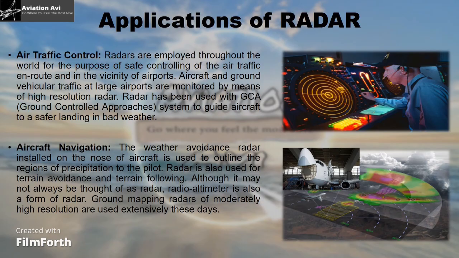The second use of radar is in aircraft navigation. The weather avoidance radar that is installed at the nose of the aircraft is used to outline the regions of precipitation to the pilot. Like you can see, when you lift the radome of the aircraft, you can see the weather radar present here, which sends and receives signals to alert the pilot of areas of heightened caution which may cause turbulence to the aircraft. So based on this information given by the weather radar inside the radome of the aircraft, the pilot navigates its path. Radar is also used for terrain avoidance and terrain following.